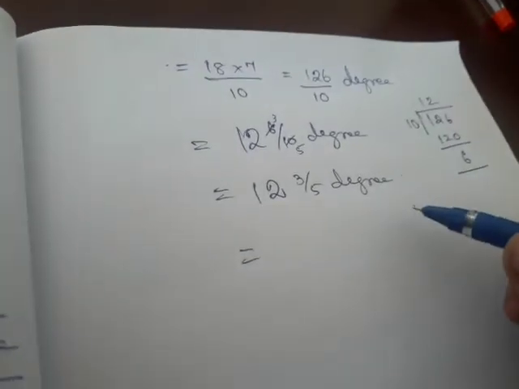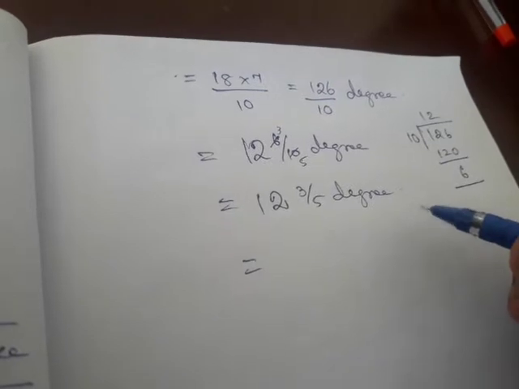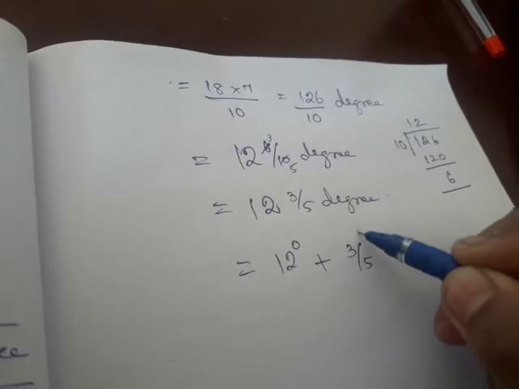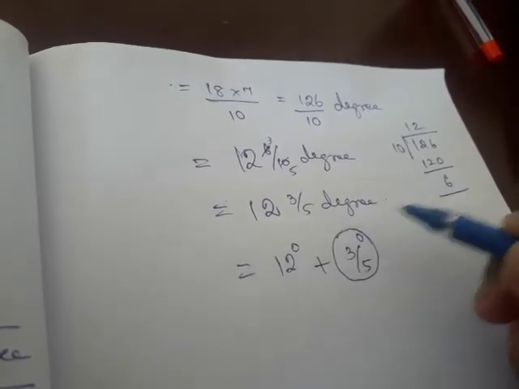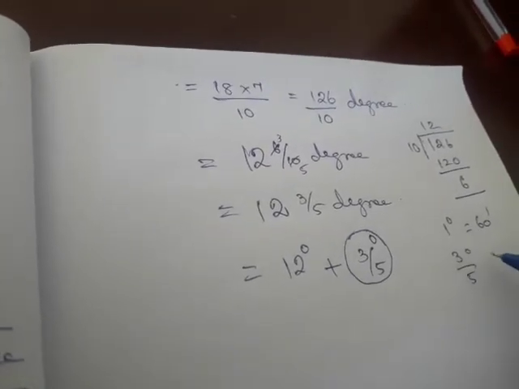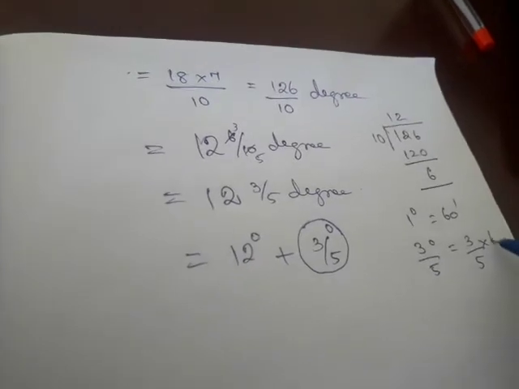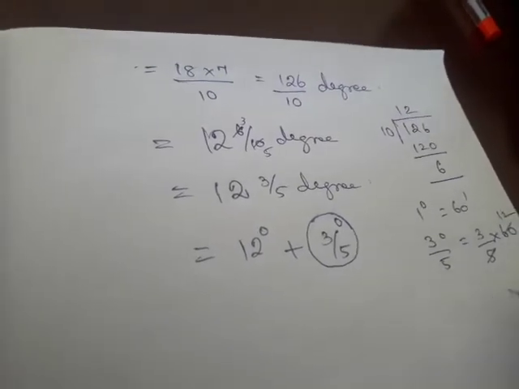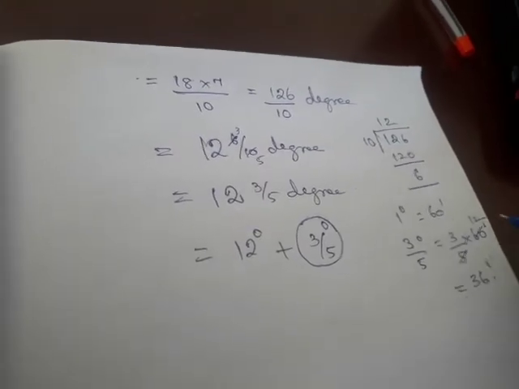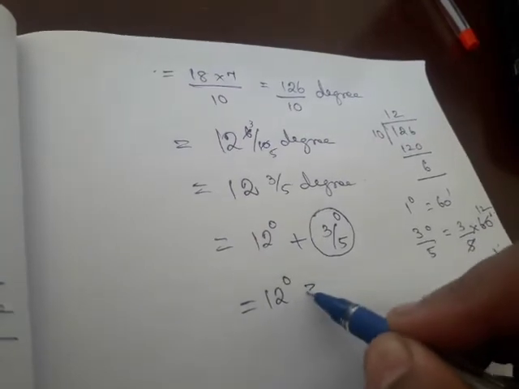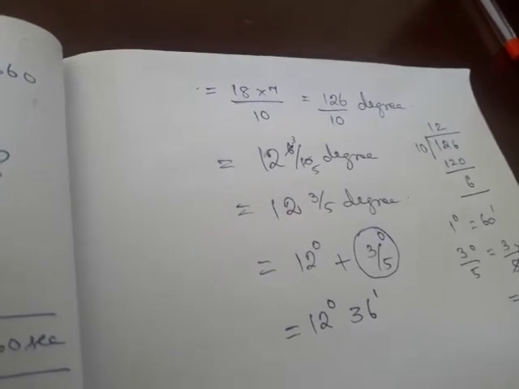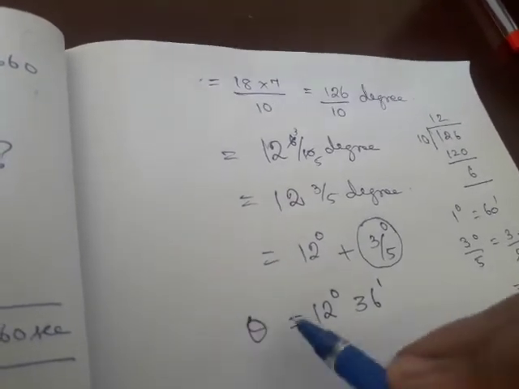And we cannot leave it as such, we need to express it in minutes and seconds. So this is 12 degree plus 3 by 5 degree. This 3 by 5 degree I am going to convert into minutes. 1 degree equals 60 minutes. So 3 by 5 degree is equal to 3 by 5 into 60. So 5 12s are 60, so 3 12s are 36 minutes. So we have converted into minutes, which equals 12 degree 36 minutes. So this is the degree measure which they asked us to find out. That is the value of theta.